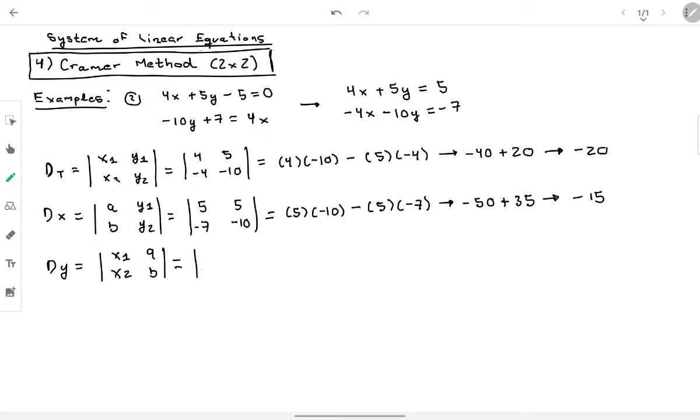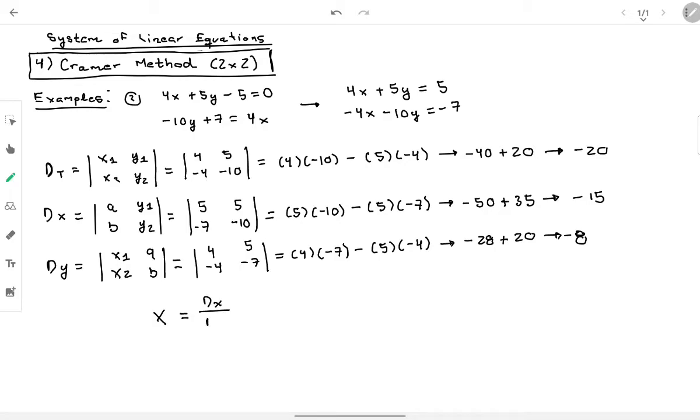The other one is going to be 4 and minus 4, and instead of putting the values of y in the determinant of y, we will put the values after the equal sign. So it's going to be 4 that multiplies minus 7 minus 5 that multiplies minus 4. So it's going to be minus 28 plus 20. So it's going to be minus 8.